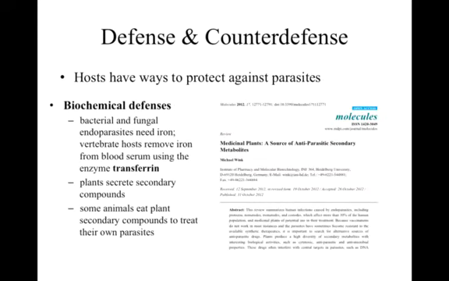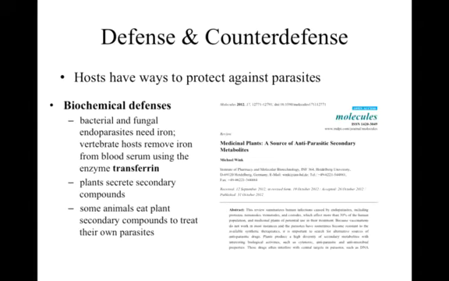All right, so another way that hosts can protect against parasites is through biochemical defenses. Bacterial and fungal endoparasites tend to need iron to complete their life cycle. So what we and other vertebrate hosts often do is rapidly deplete iron from our blood, and that basically starves the fungi or bacteria of the iron, and this can actually cause them to be kicked out. We do this using an enzyme known as transferrin. It just sequesters the iron and makes it unavailable to the parasites. That's something that vertebrates do.